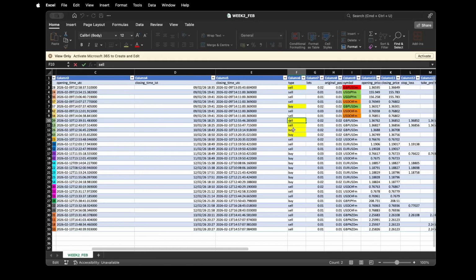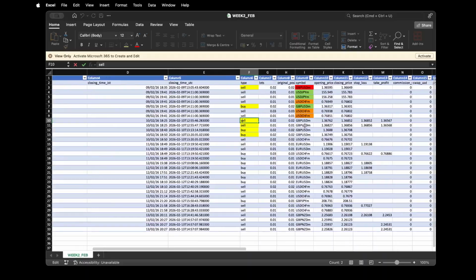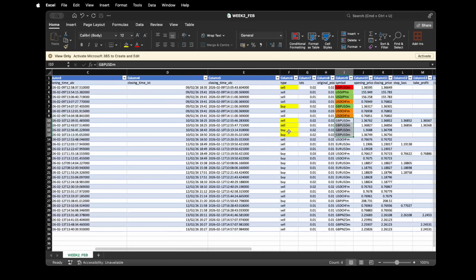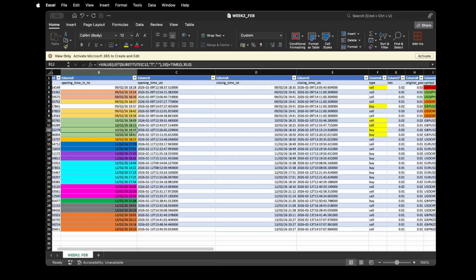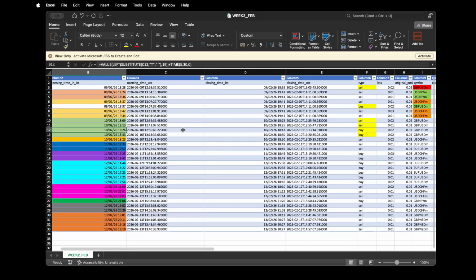So for GBP USD, the sell and the buy. I showed you that buy trade; I also entered it at exactly the same time, 20:26, and the closing time was 18:25 and 18:26.